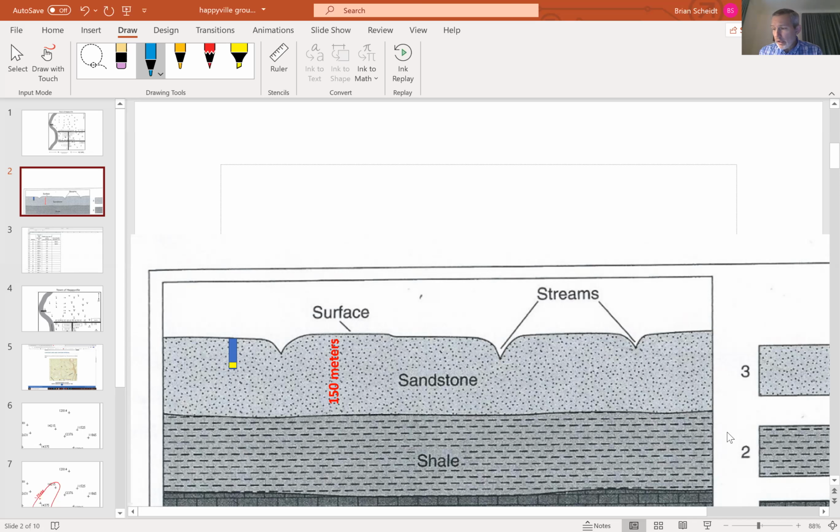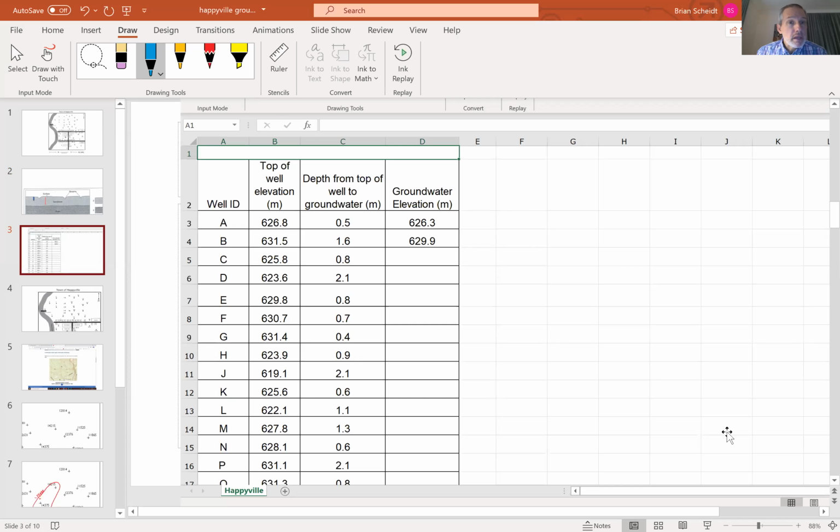So what we're going to be doing is looking at these towns and looking at the data set. They did the first A and B. Well, A: we can see that the land elevation is 626.8 meters above sea level. The depth to water is half a meter, so 0.5 meters. As a result, the groundwater elevation, the elevation of the water surface, is 626.3. You can see how they did this in the lecture notes.